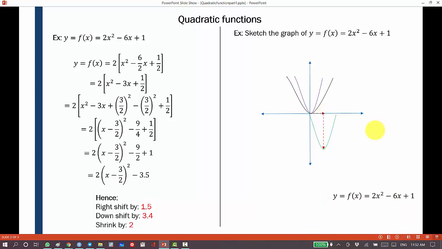As a result, this green graph is nothing but the graph of y = 2x² − 6x + 1. Thank you for watching and good learning.